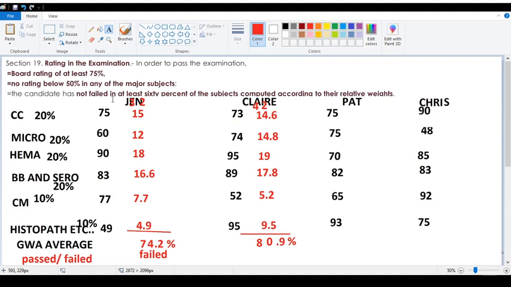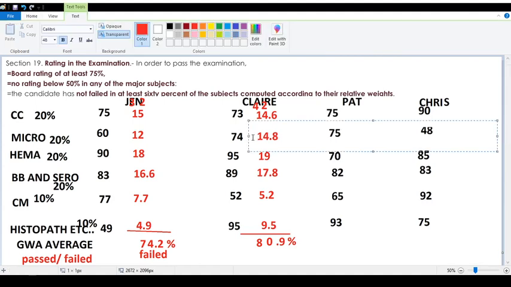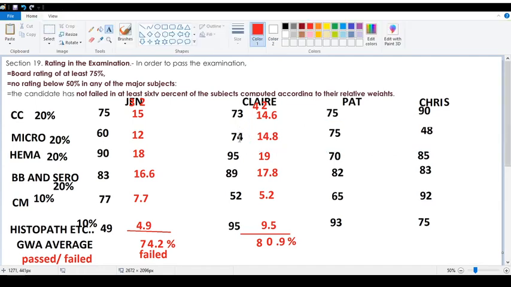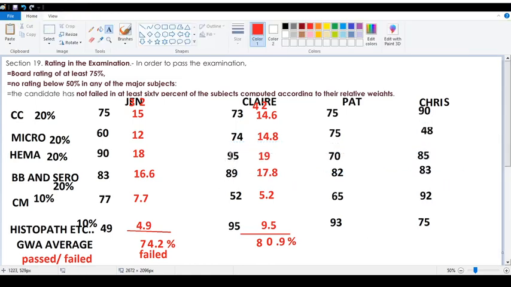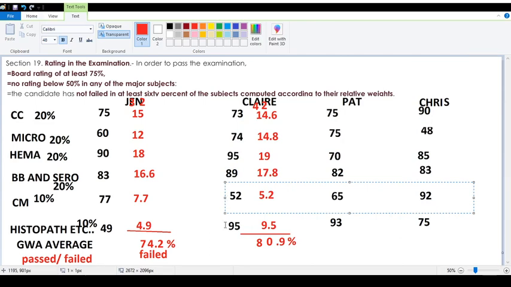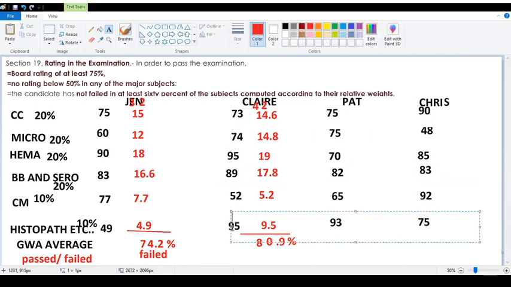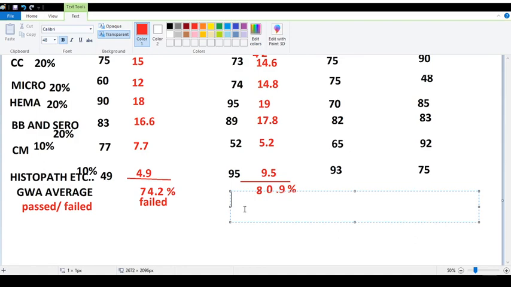Okay. The third one: she has not failed at least 60%. So, she must have passed at least 60%. Failed, passed. So, 20. Passed, another 20. So, that is 40. Failed. Okay. So, 40 plus this one, 10%. So, she passed only HEMA, BB, and the histopath. So, that is only 50%. So, still, she failed the board examination.